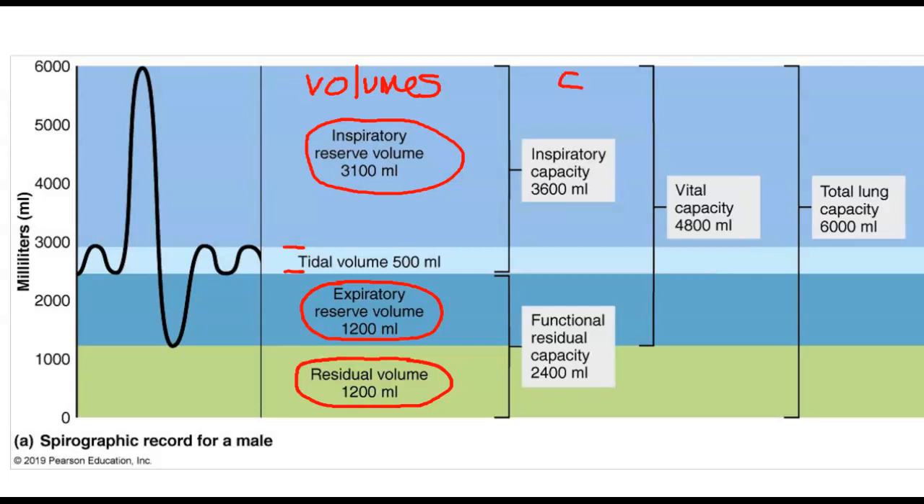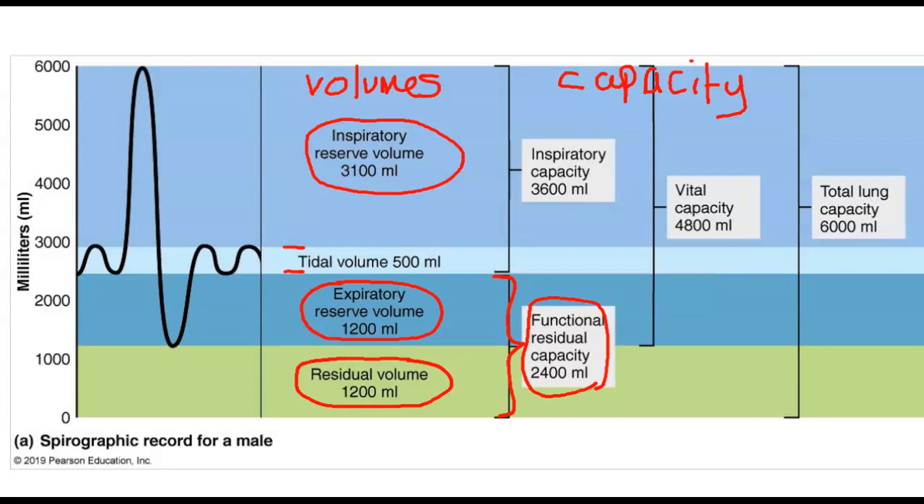Looking further on this graph, you can see that what they're talking about over here is a capacity. If you're looking at a capacity, you're looking at an equation. It's not one item, it's a combination of these smaller volumes. The functional residual capacity, for instance, would be the amount of air that remains in the lungs after a normal quiet exhalation. It would be the sum of the ERV plus the residual volume.